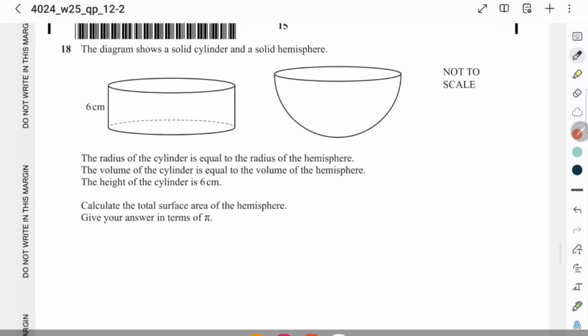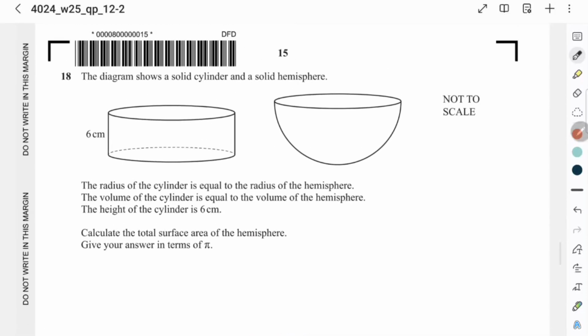Now the next one, question number 18. In question number 18, you can see the diagram shows a solid cylinder and solid hemisphere. The radius of the cylinder is equal to the radius of the hemisphere, and their volumes are also equal. Calculate the total surface area of the hemisphere. We must know the radius, then we can find the surface area of the hemisphere. Total means you will have to find the top as well as the curved surface area, remember.